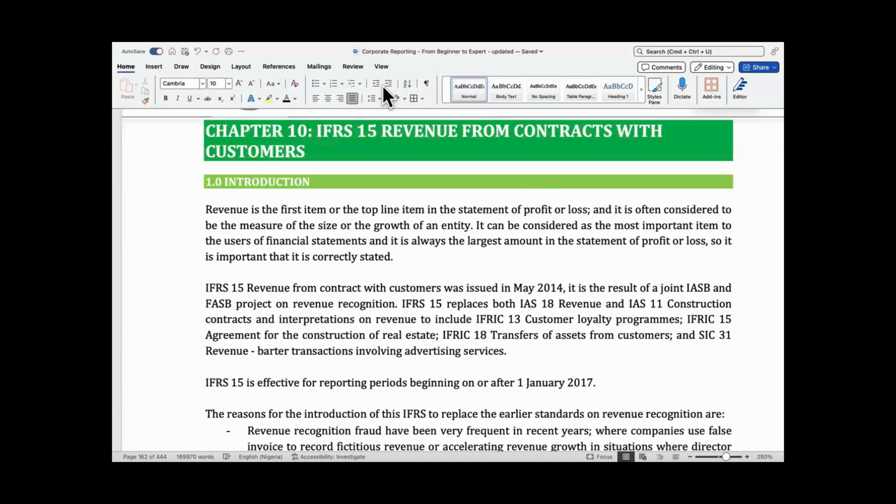Remember last week we looked at IFRS 15, and this standard talks about revenue. The importance of revenue for any organization cannot be overemphasized. So it's important that it is properly accounted for, which is why this standard came up. This standard came to improve reporting for revenue.